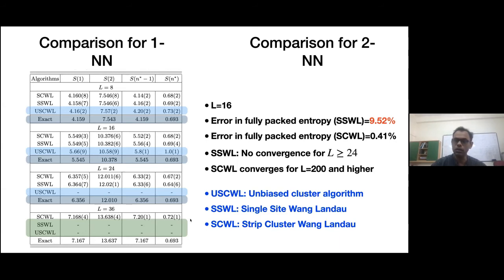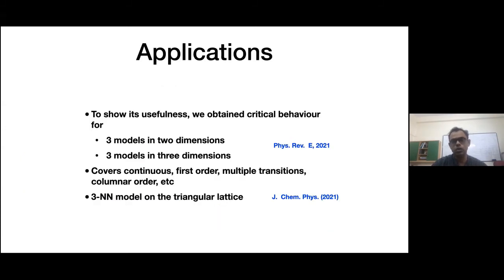So for example, if I look at the entropy at full packing, which is difficult to access in Monte Carlo simulation, this algorithm is able to do it quite easily. So then to show its usefulness, we obtained the critical behavior for many models in 2 dimension, in 3 dimension, and these cover continuous, first order, multiple transitions, columnar order, etc. Okay, and details can be found in these 2 papers.